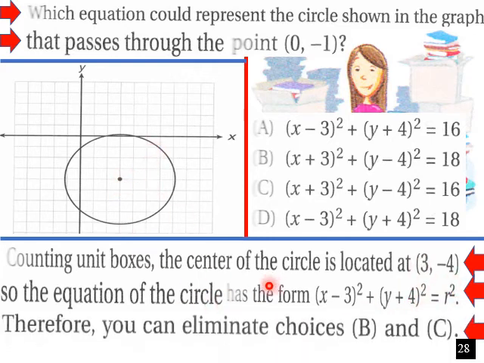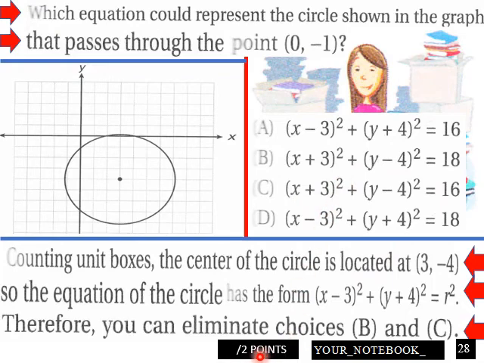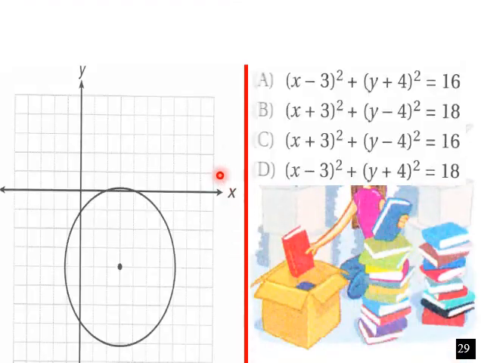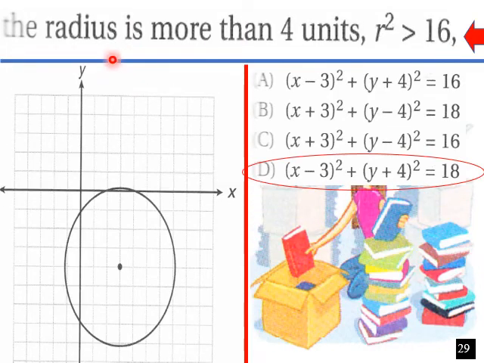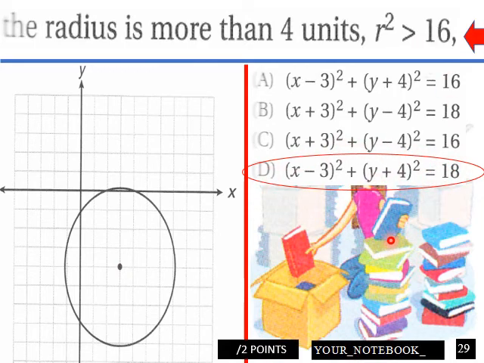So what's our radius in this situation? Therefore, you can eliminate b and c. We can throw these out. To investigate further, the radius is more than 4 units, so r² would have to be greater than 16. We threw these out, so it has to be here, with x minus 3 and y plus 4, and the radius squared greater than 16. So this is the only choice left, which it could be.